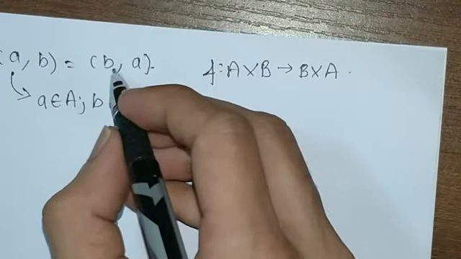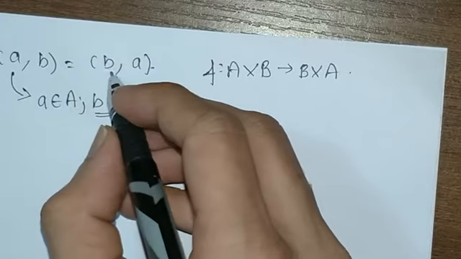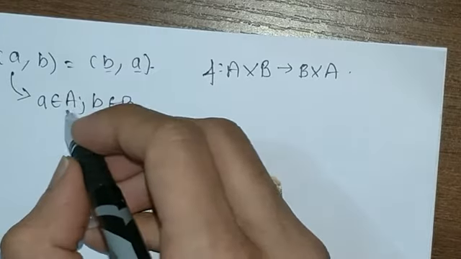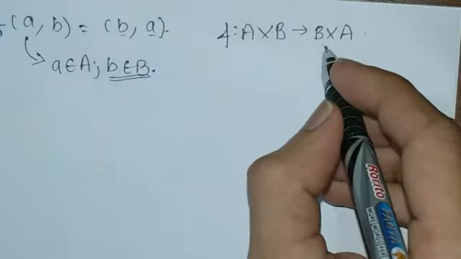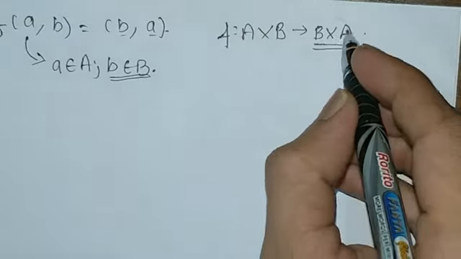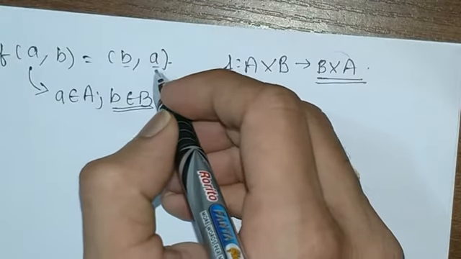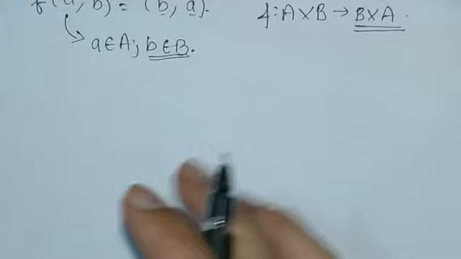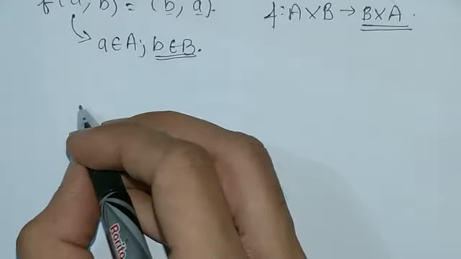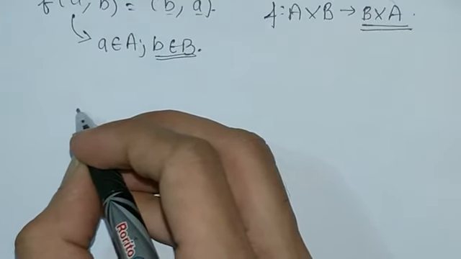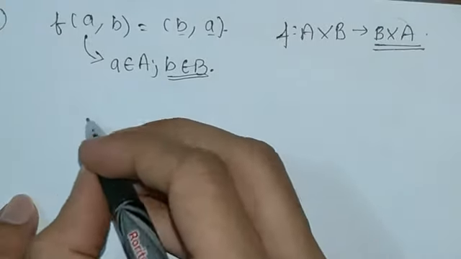And here, this B is again belonging to B and A is again belonging to A, because the codomain here is B cross A. So this will belong to B, this will belong to A only. Now we have to show that this function is bijective.